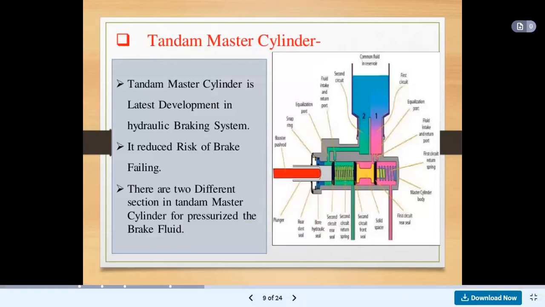Tandem master cylinder, this is the diagram of the tandem master cylinder. Tandem master cylinder is the latest development in hydraulic braking system. It reduces the risk of brake failing. There are two different sections in the tandem master cylinder to pressurize the brake fluid.